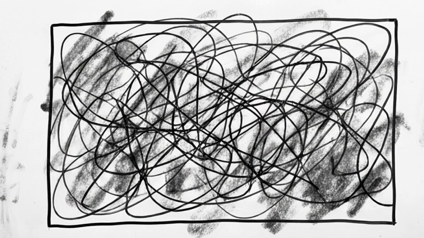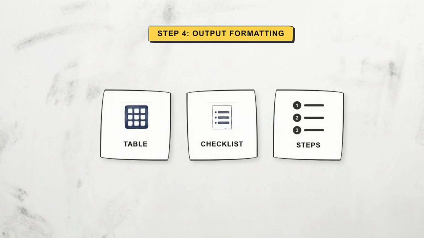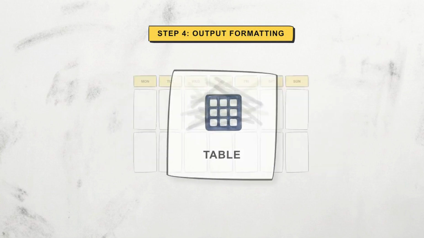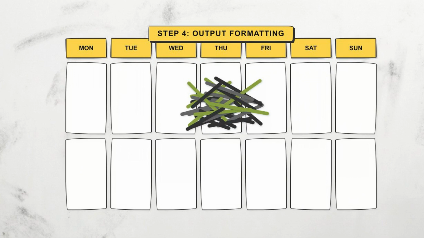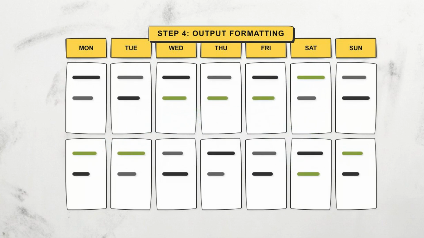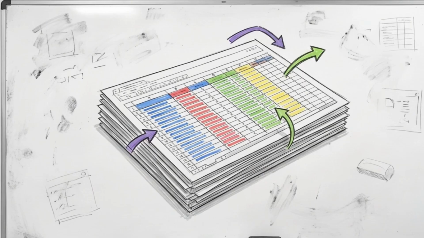Even with the right information, a large wall of text is difficult to scan quickly. Step 4 solves this by dictating the output format. You can command the AI to present information as a table, a checklist, or a step-by-step guide. By adding the instruction, "Present the information in a table," the AI organizes your 7-day schedule into clean, readable rows and columns. Defining the format allows the AI to handle the heavy work of organizing and presenting all the data for you.